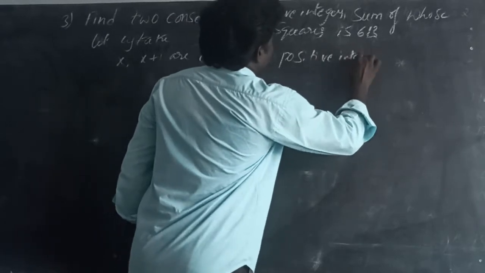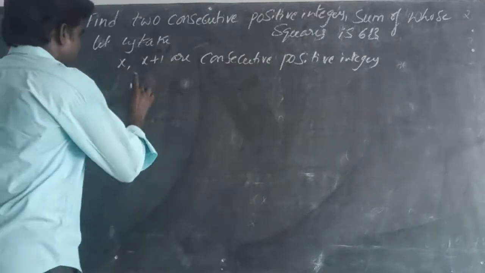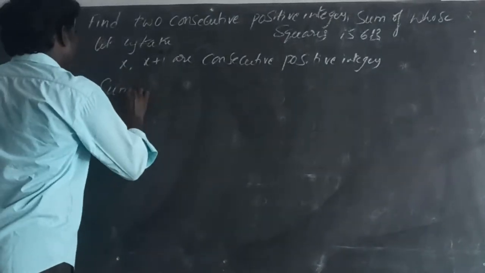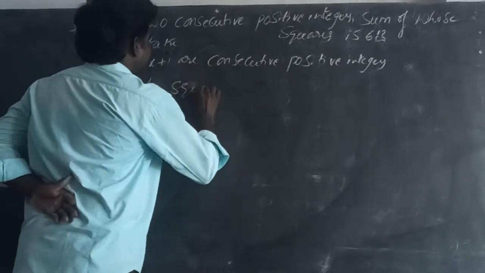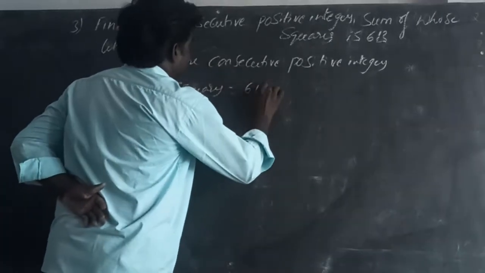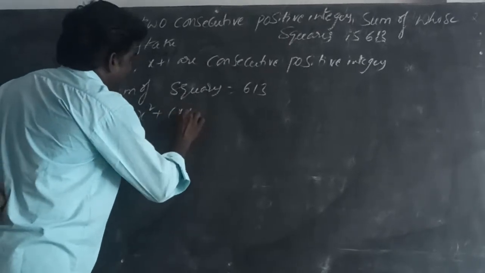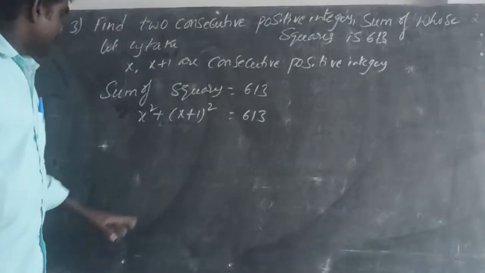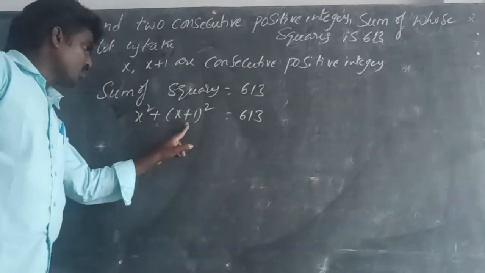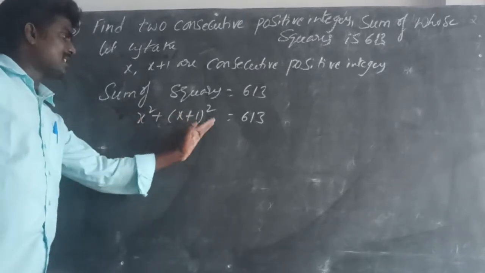So what is given? The sum of the squares of two consecutive positive integers is 613. That is x square plus (x plus 1) whole square is equal to 613.